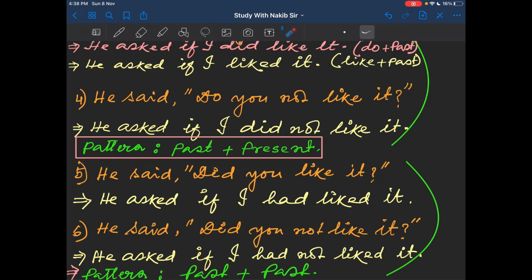And see the pattern here, past plus past. Here the pattern is past plus past. That means the reporting verb is in the past tense and the reported verb is also in the past tense. So in the indirect narration, the reported verb will be more past. That means past perfect tense. Okay. These are your answers to the question of practice set 1.